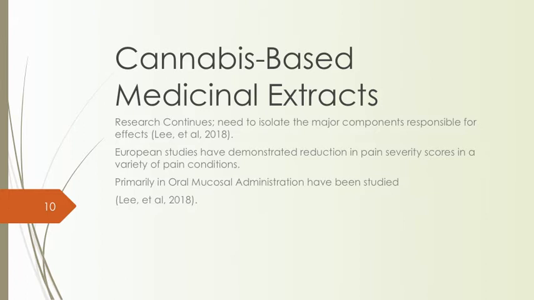European studies have demonstrated reduction in pain severity scores in a variety of pain conditions. Yes, those pain conditions many times are neuropathic pain and things like multiple sclerosis, spinal cord injury, brachial nerve injuries, things like that. But if they work in those areas, why would they not work with osteoarthritis or rheumatoid arthritis? So primarily, oral mucosa administrations have been studied. Obviously, that's been in pill form and spray form.